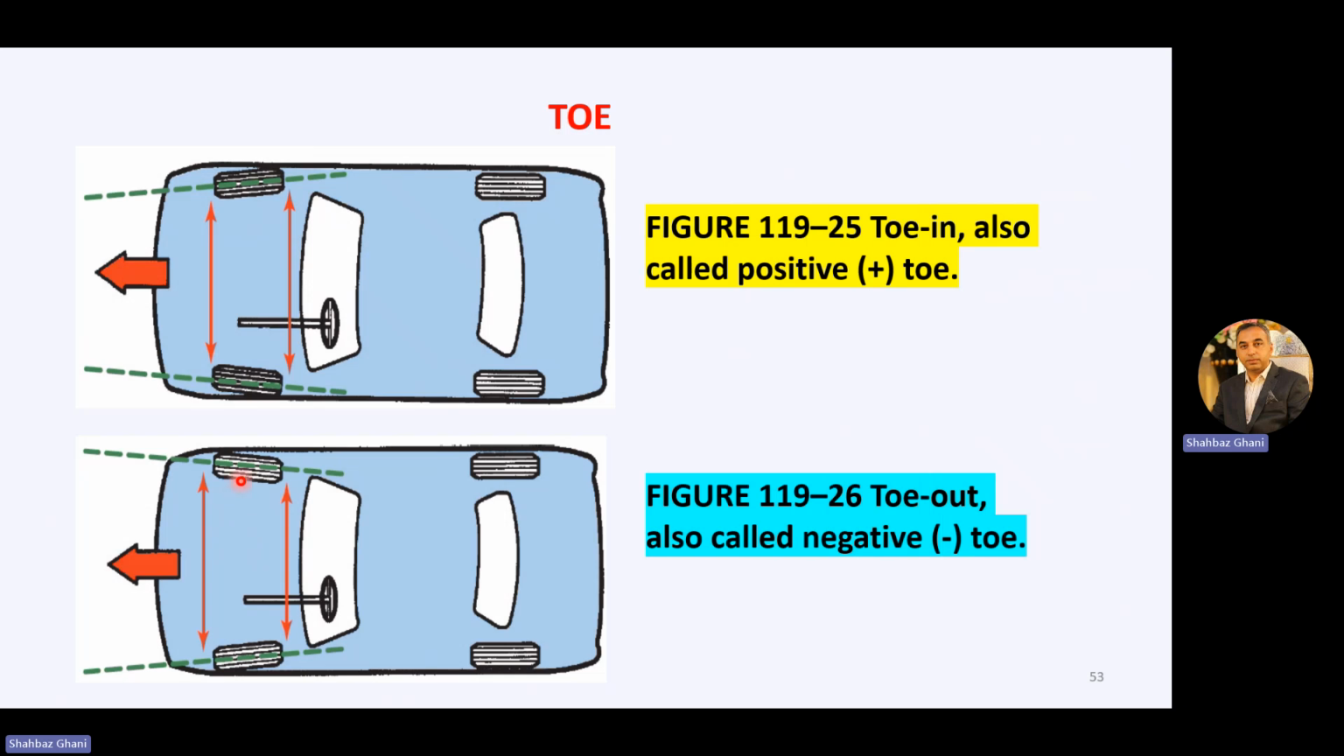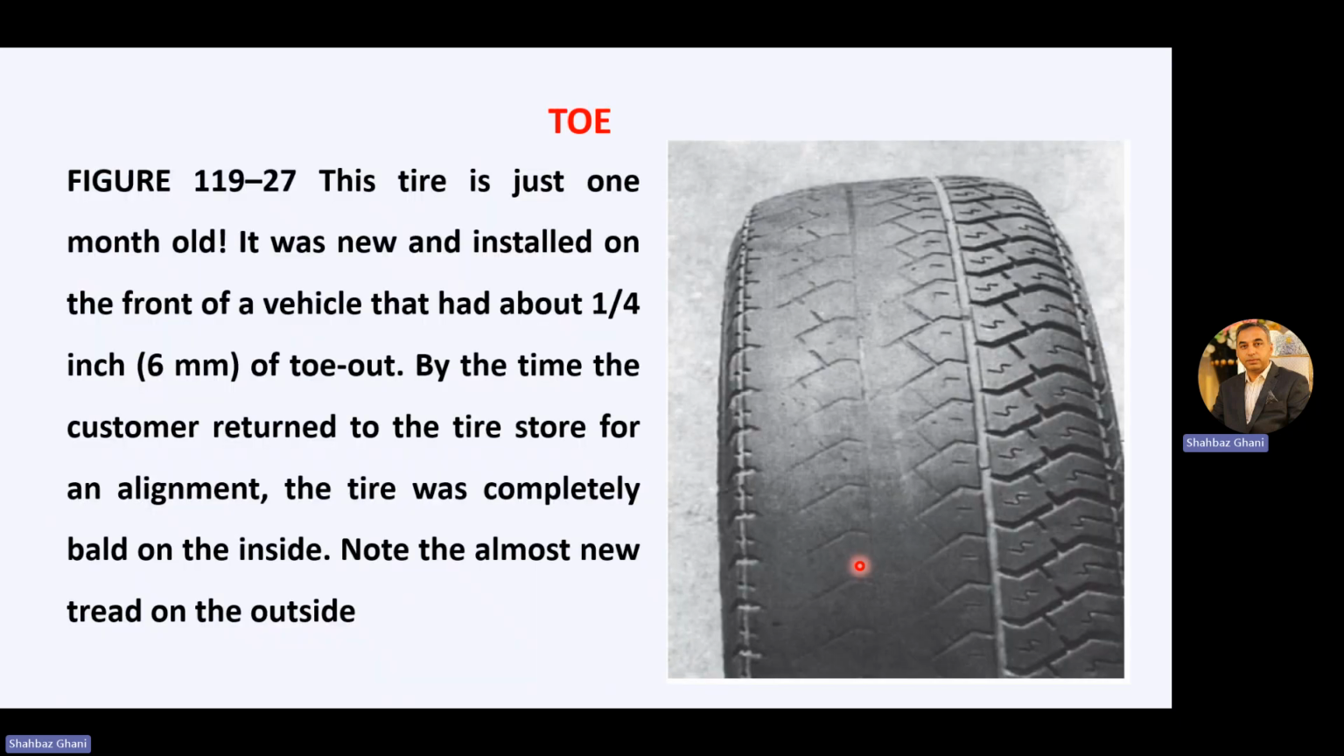If we have this type of arrangement in which the front distance between the wheels is more as compared to the rear distance of the wheels, then we have toe out, also called negative toe. So the upper case was toe in or positive toe. In the lower case, when the front distance is more as compared to the rear distance of the front wheels, this is known as toe out or negative toe. So these are the three alignment angles which we must cater for while doing the wheel alignment or steering alignment.